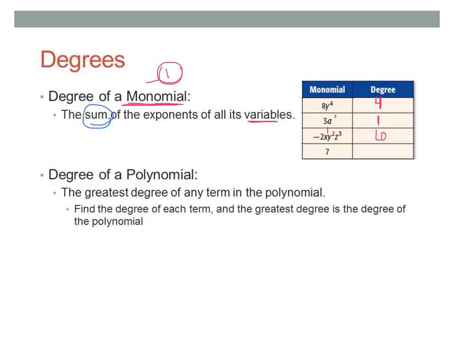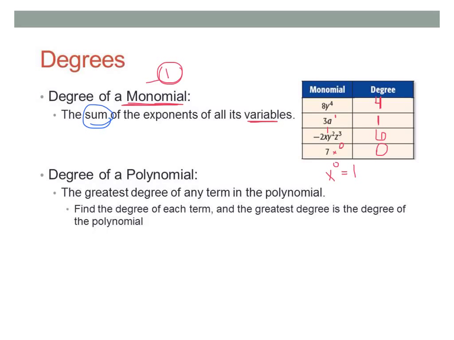And our last one here, 7, is going to have a degree of 0 because you could put an x to the 0 on it and it would still be 7, because remember anything to the 0 power is 1, and so then its exponents would be 0. So the degree of a monomial, you're going to add up the exponents.